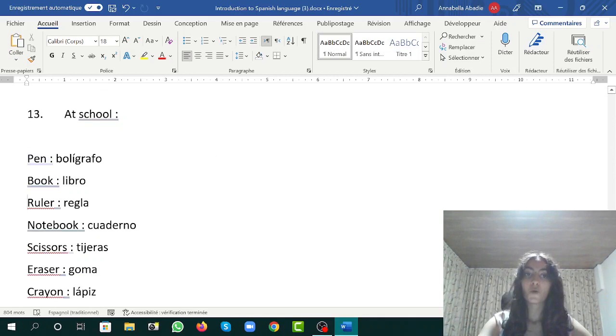Pen is bolígrafo. Book is libro. Ruler, regla. Notebook, cuaderno. Scissors, tijeras. Eraser, goma. Crayon, lápiz.